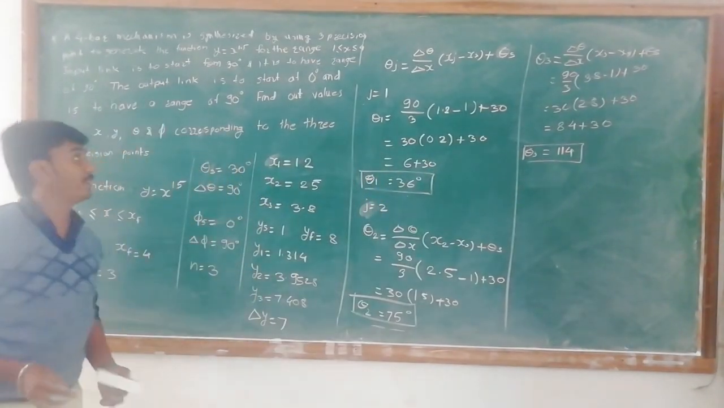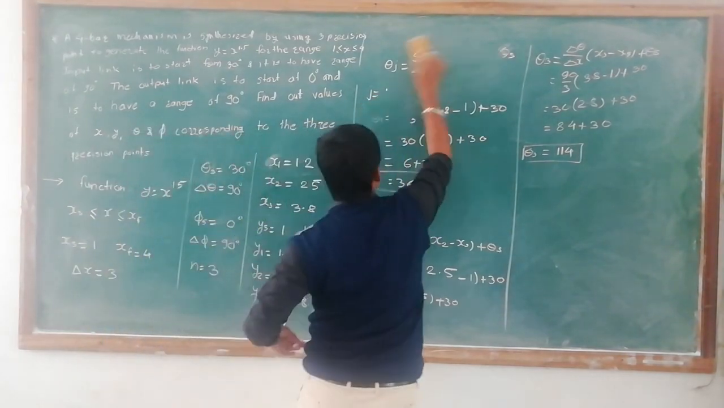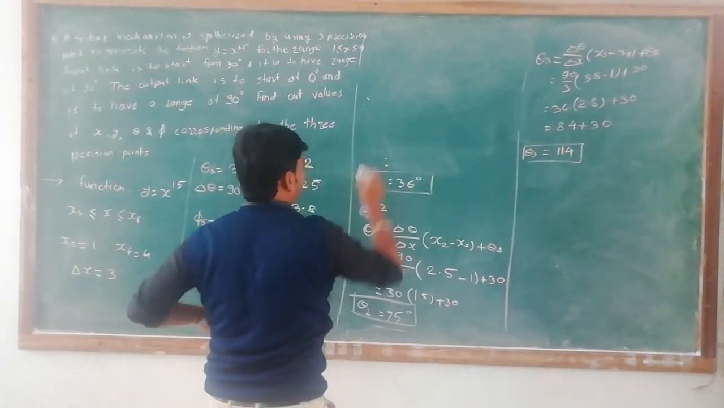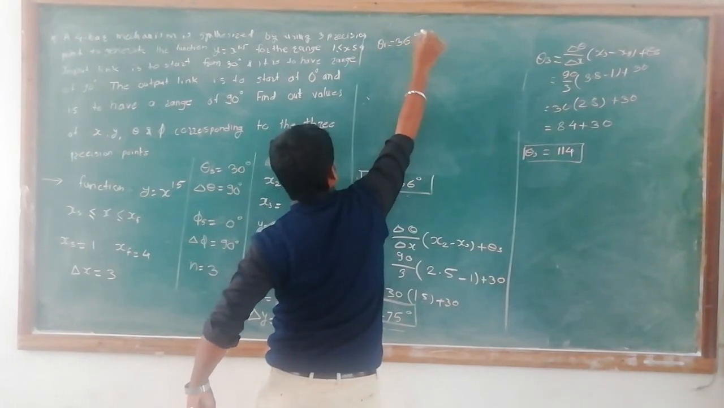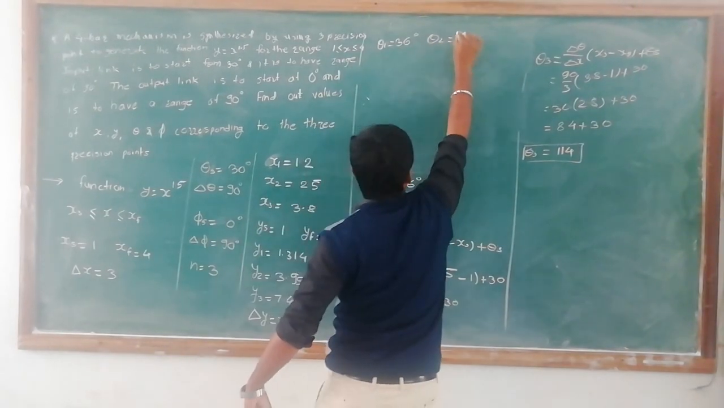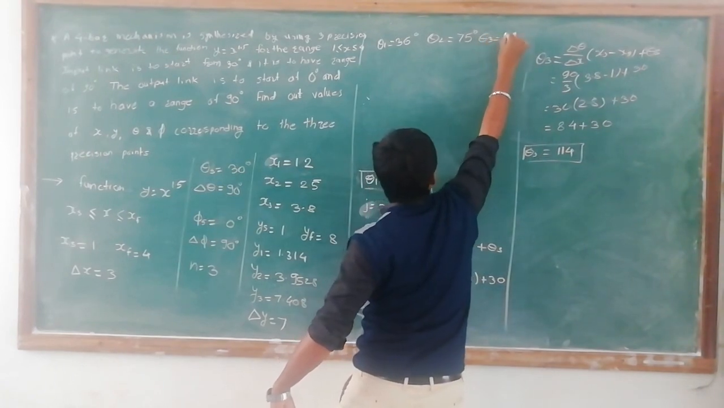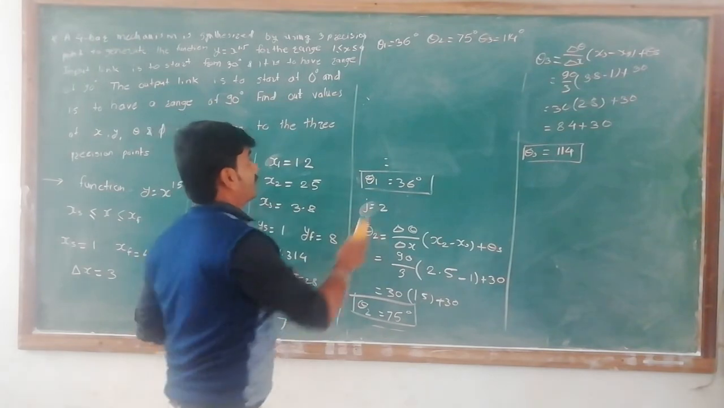So these are the values of theta 1, theta 2, theta 3. We will write here: theta 1 is equal to 36 degrees, theta 2 is equal to 75 degrees, and theta 3 is equal to 114 degrees. So these are the values of theta 1, theta 2 and theta 3.